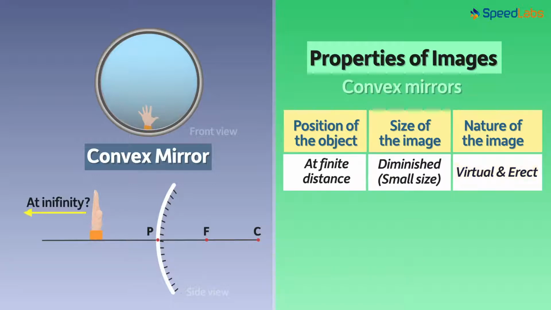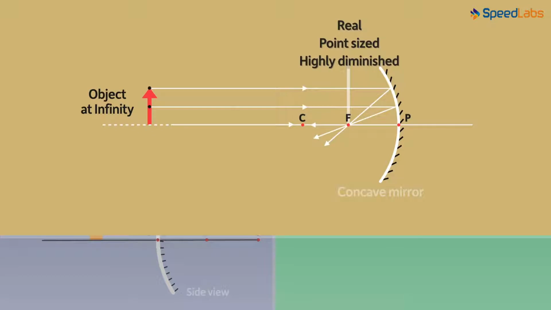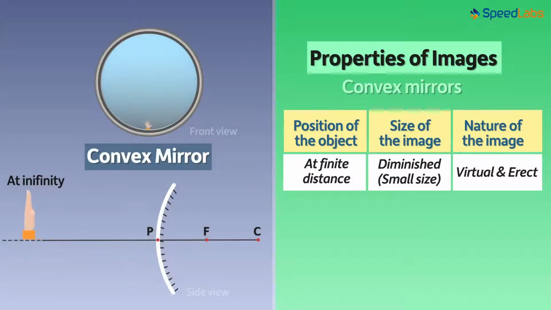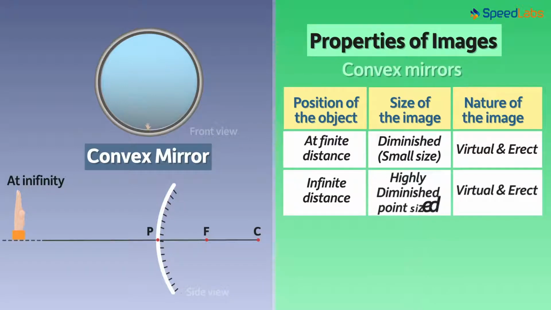You know what's coming next, don't you? Yes. What if the object is infinitely far away? Well, in the case of a concave mirror, when the object was infinitely far away, the image was formed at a single point. It was real, point-sized, and a highly diminished image. Point-sized means that the whole image of the object is formed at a single point. Here too, the same thing happens. Image formed is indeed point-sized. But here, the image is a virtual image. So when the object is kept at infinity, the image formed is virtual, point-sized, and highly diminished.